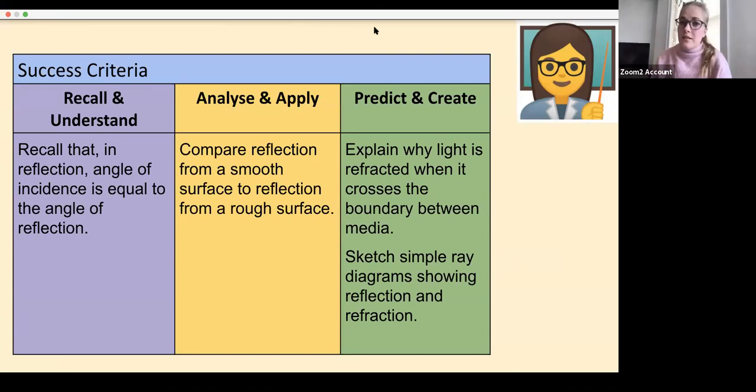So the key points from this webinar are going to be: how do we see things? What is reflection? And what is refraction? So these are all topics that relate to light waves. So our topic is going to be light waves for this webinar.